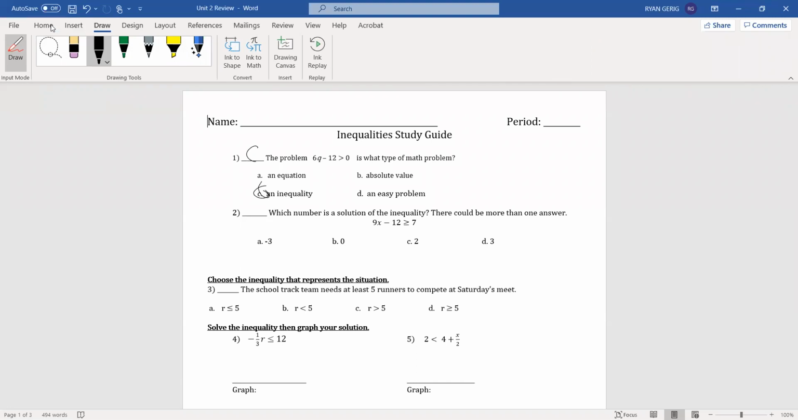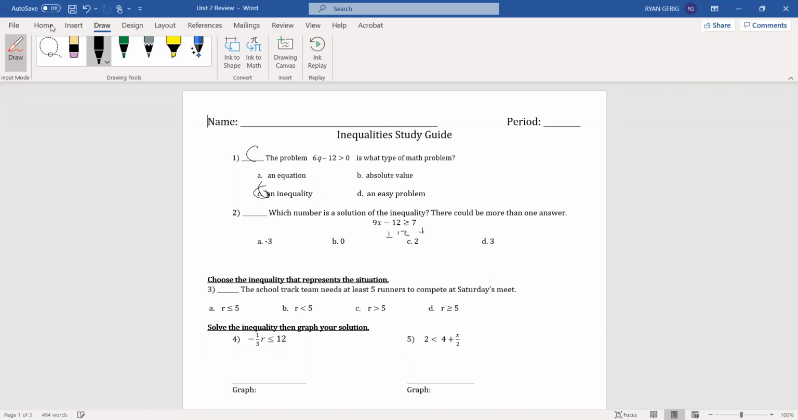Okay, number two, which number is a solution of the inequality? There could be more than one answer. So you could do a couple different things. You could take each number, -3, 0, 2, and 3, and put them in for x and see if it's a true statement or a false statement. Or you could solve for x, and that would tell you what number it has to be bigger than. I'm going to do the second way because it's a little quicker.